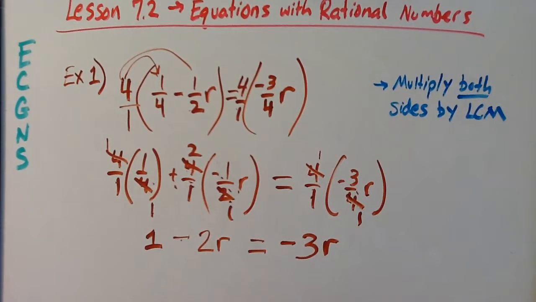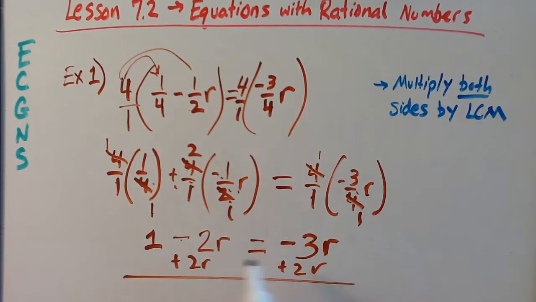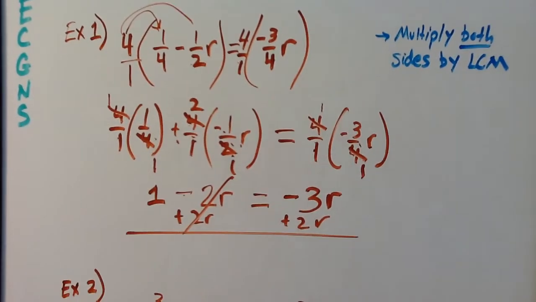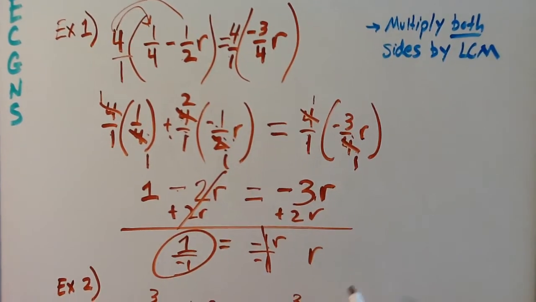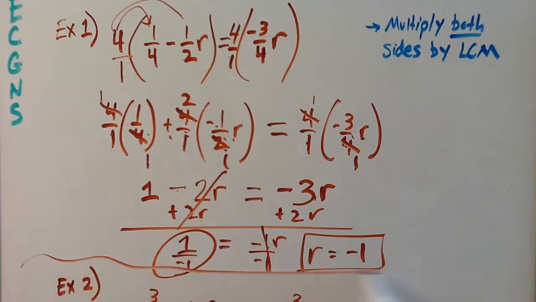From this point, I need to get the variable on one side. I would undo the subtraction by addition, so I'm going to add 2r to both sides, so those 2r's cancel. Also on the left side, I have 1 equals negative 3r plus 2r is negative 1r. And to solve for r, I divide by that coefficient of negative 1. And so r is equal to 1 divided by negative 1, which is negative 1. All right, so in example 1, I have negative 1.